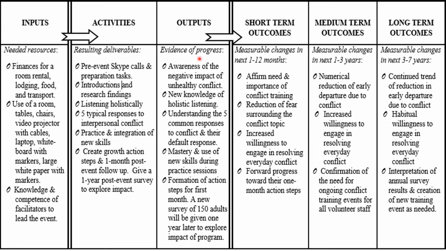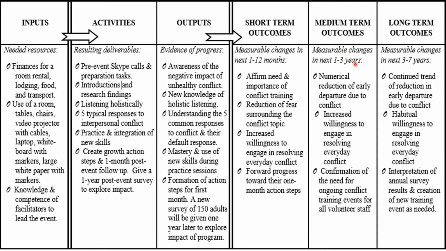These inputs or this progress lead to certain outcomes, short-term, mid-term, and long-term. Short-term is the first 12 months. Affirm the need and importance of such training, reduce the fear around talking about conflict, willingness to engage, and then forward progress with their action steps.